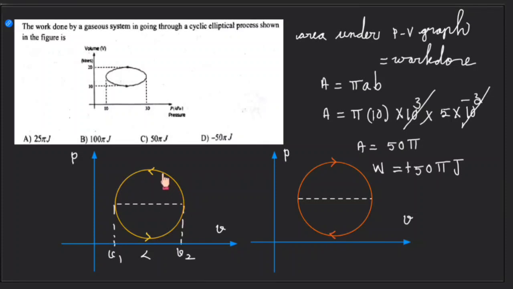Compression low ikkada, this process is compression because the volume is decreasing. This process is expansion because the volume is increasing. So compression low ikkada area ekku undi and this expansion low area takuga undi, therefore here the work done will be negative, right? And have a look here, again the same, similar to the previous one.